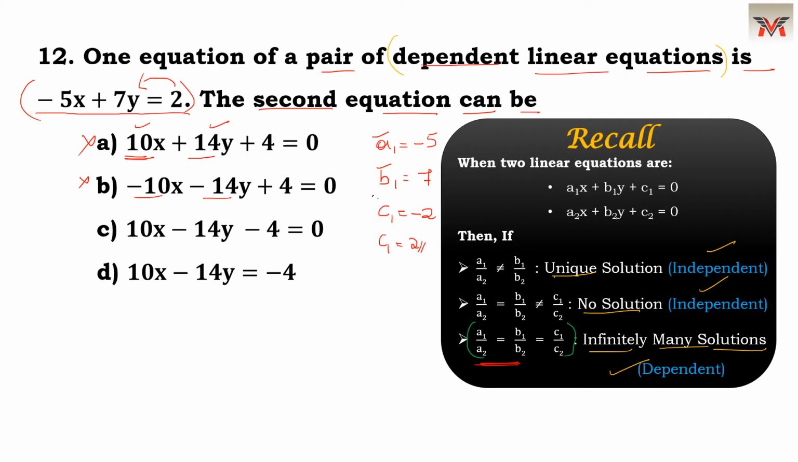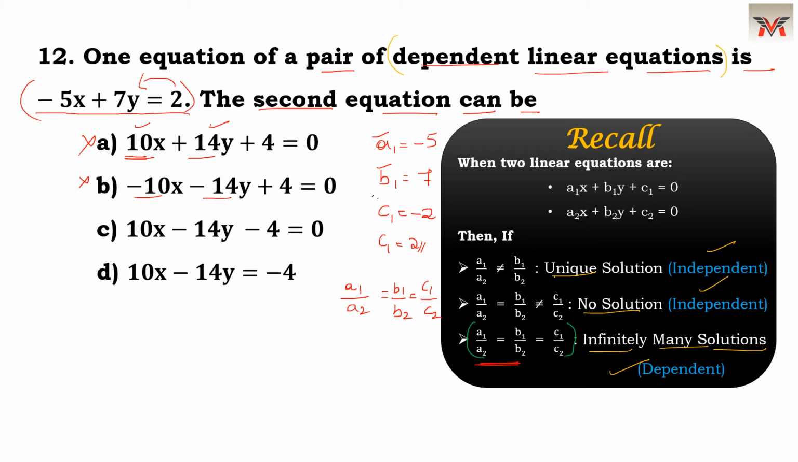Now, if you look at the third option, we have A1 as negative, A2 as positive, B1 as positive, B2 as negative. Therefore, what happens? We'll get A1 by A2 equal to B1 by B2. Now we have to look at whether this is equal to C1 by C2.